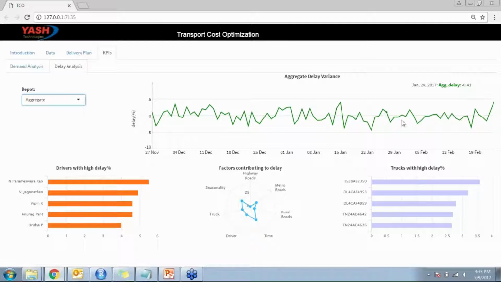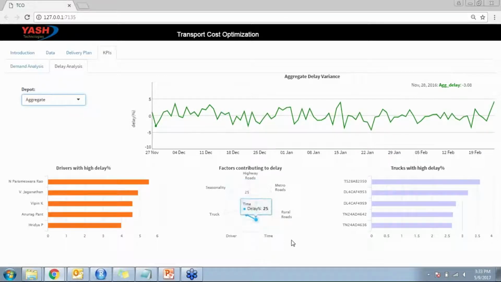So this variance has been analyzed over a period of time, which will help us in identifying where exactly the delays are occurring, on what route, on which driver or a particular truck, and what are the factors that are contributing to the delay that occurs in a particular period of time that we talk about. So that analysis is being carried out for the decision maker to understand exactly where the delay has been happening and due to what reason over here.